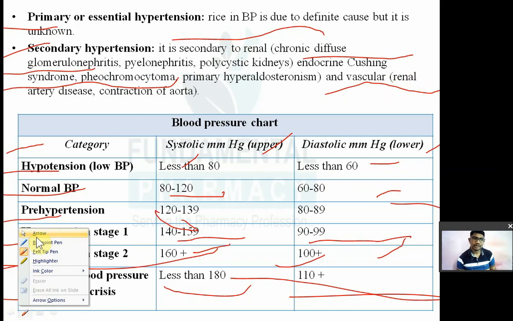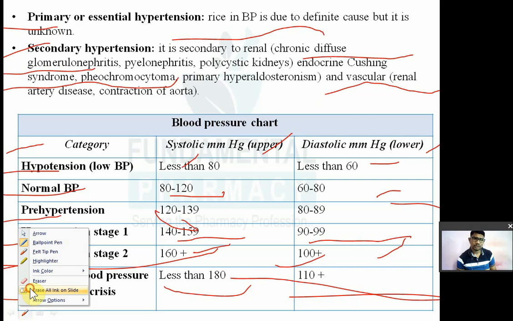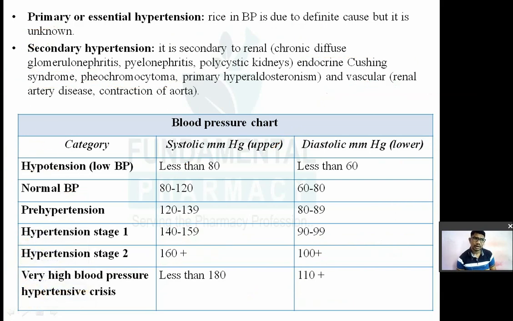In primary hypertension, you don't know the cause; it is due to a definite cause, but the cause is unknown. In secondary hypertension, you know the cause. It may be due to a renal problem, an endocrine problem, or a vascular problem. So these are the two types of hypertension.